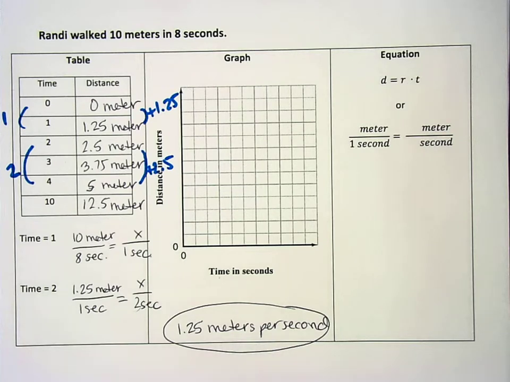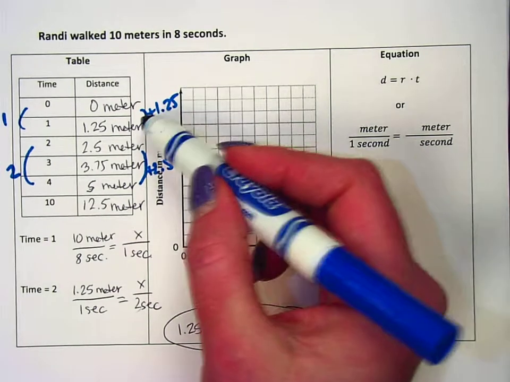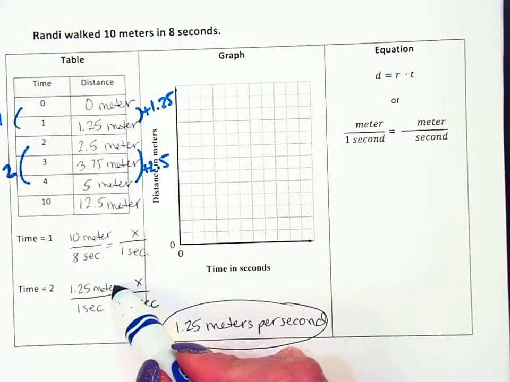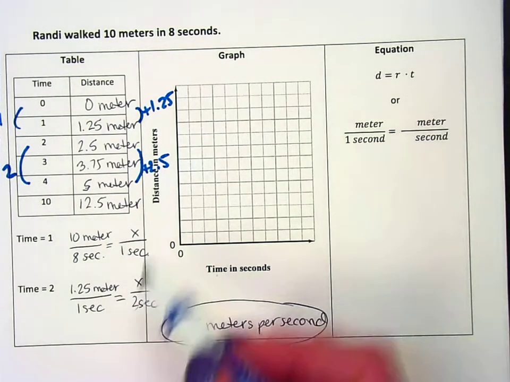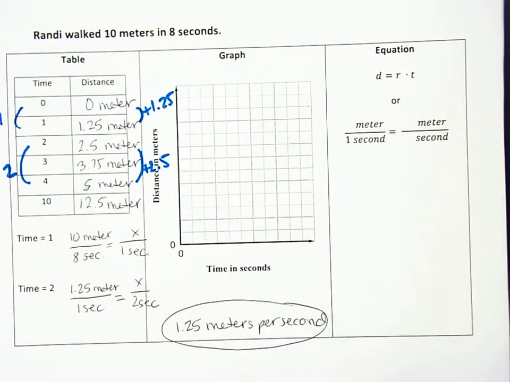Okay. Just keep in mind my table though, that constant rate is getting added. Every time when I multiply by 2, by 3, by 4, it just adds another 1.25 meters every time.